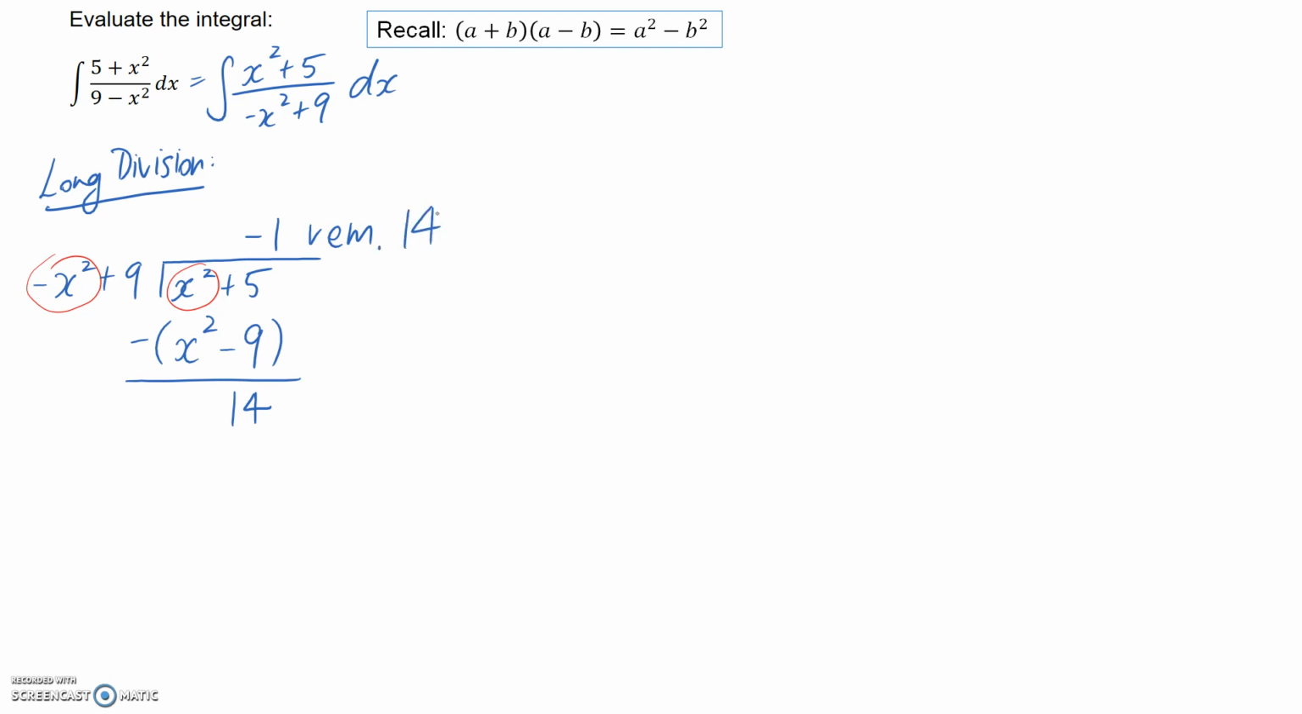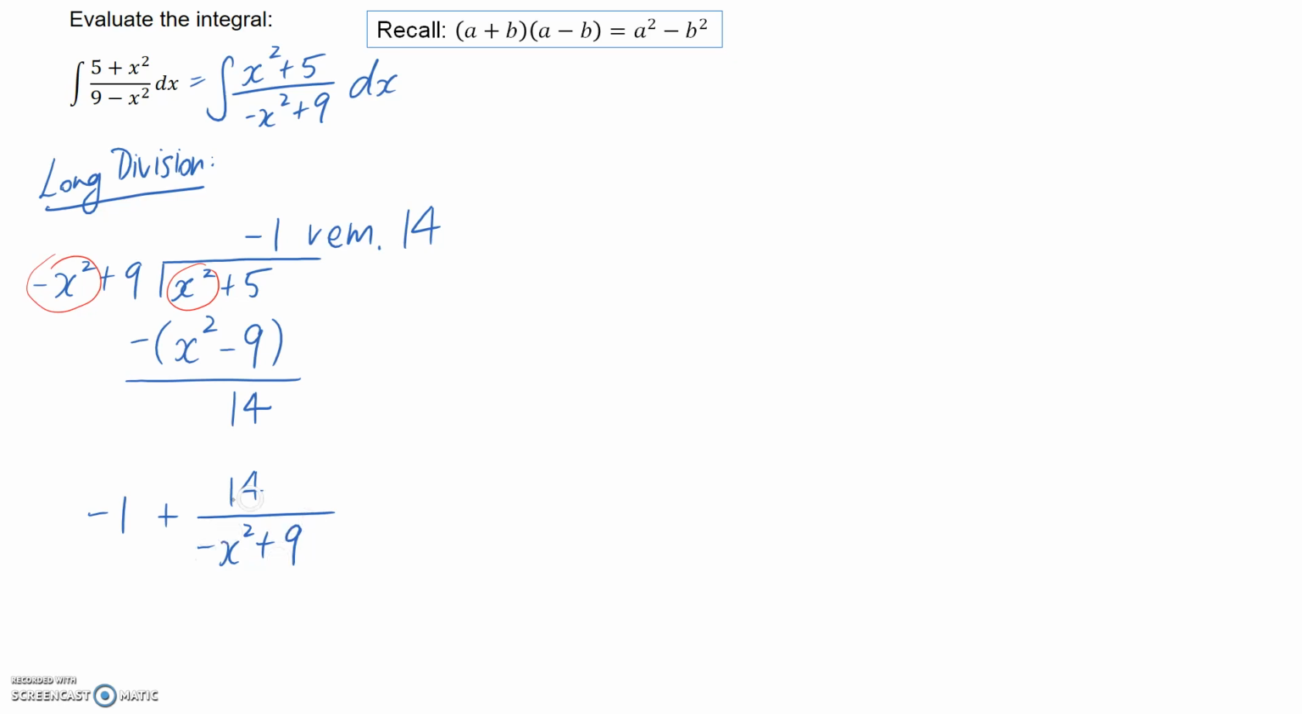So I want to probably express this as a fraction rather than as a remainder. So I can say it's going to be the negative 1 here, plus the 14 remainder divided by whatever I was dividing by before, so negative x squared plus 9. Alright, so now we can see that our fraction has a lower degree on the top line compared to the bottom line. So the degree here is going to be 0 because it's just a constant. The degree here is going to be 2 from the squared. So that means that we can now actually perform our partial fraction step.